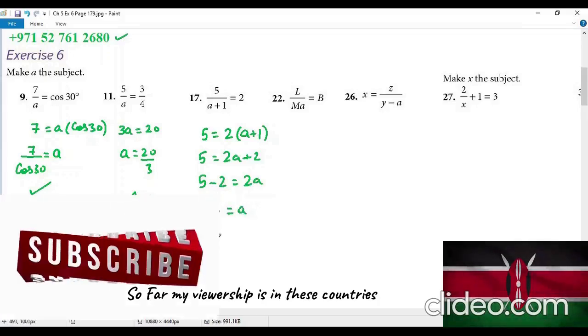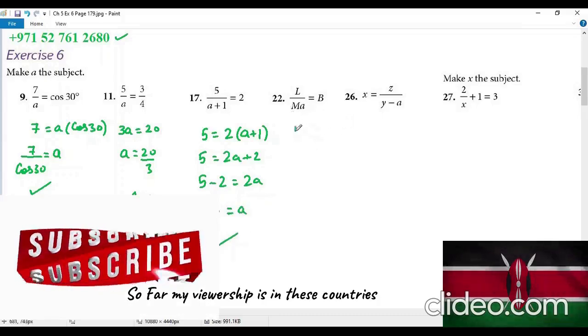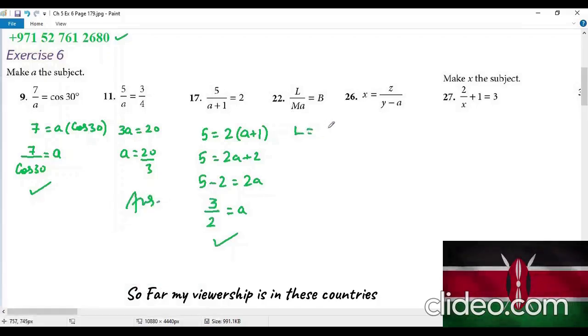When it comes to question number 22, it says L is divided by MA, so on the other side it will go and multiply by MA.